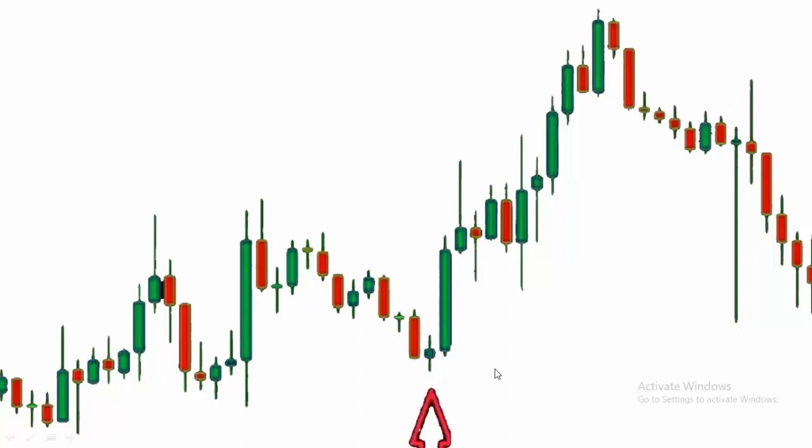Okay. So if you're looking to identify a spinning top candlestick pattern, seek out a single candlestick with a short body, as you can see here.